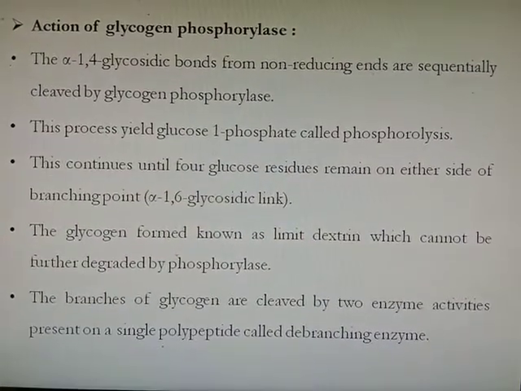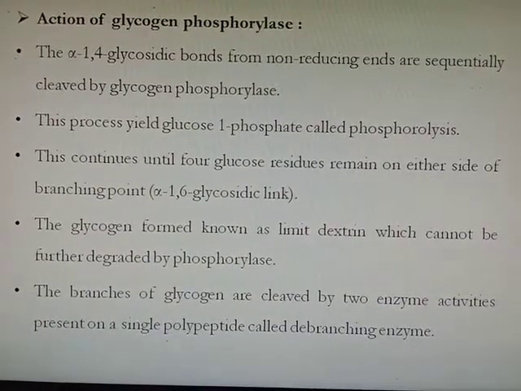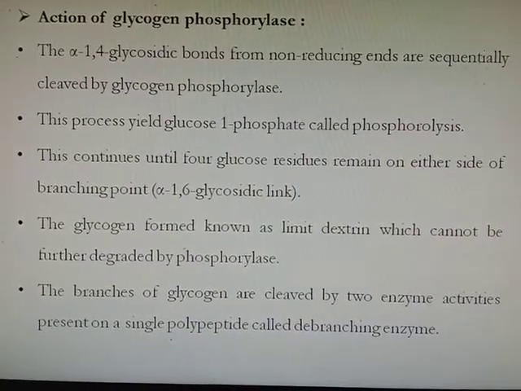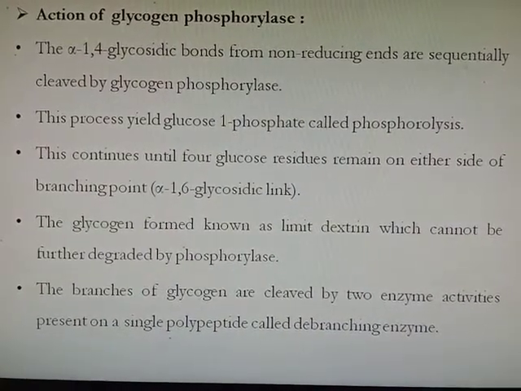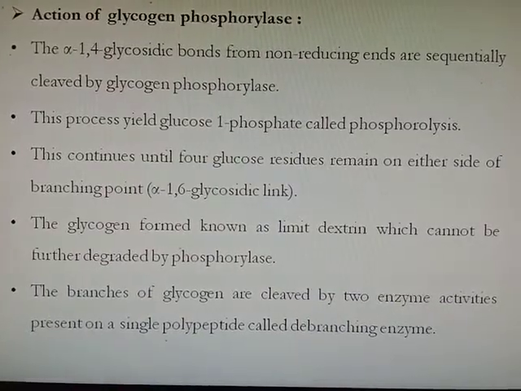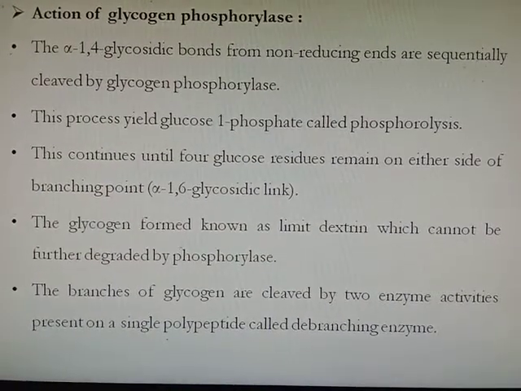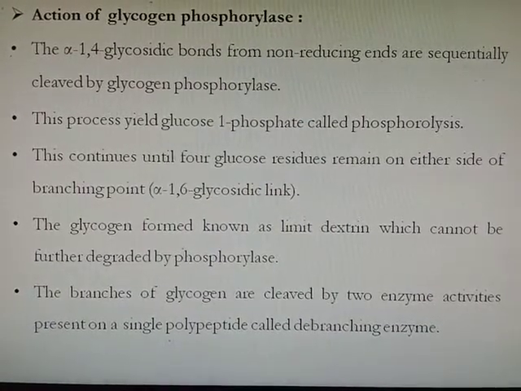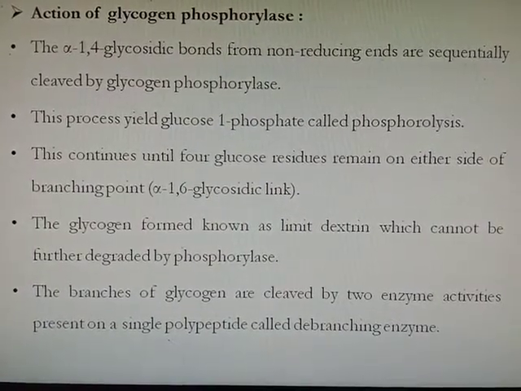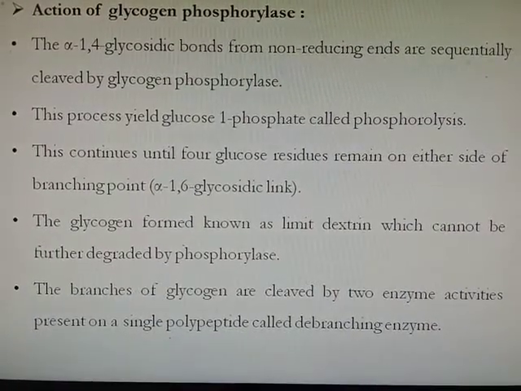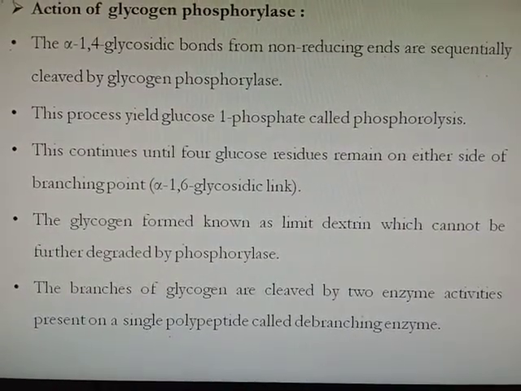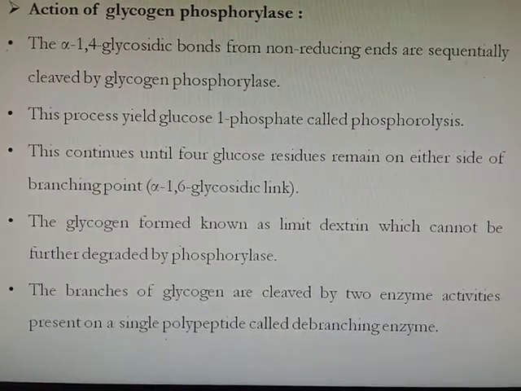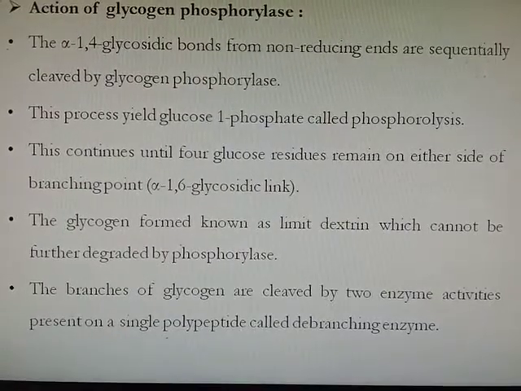Action of glycogen phosphorylase. The alpha 1,4 glycosidic bonds from the non-reducing end are sequentially cleaved by glycogen phosphorylase enzyme. This process yields glucose 1-phosphate molecules by a process called phosphorolysis. This continues until 4 glucose residues remain on either side of the branching point. The glycogen form is known as a limit dextrin, which cannot be further degraded by phosphorylase.